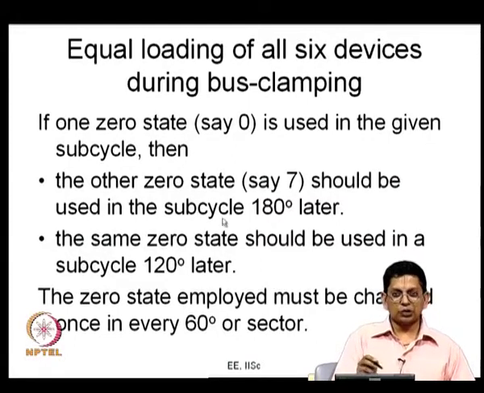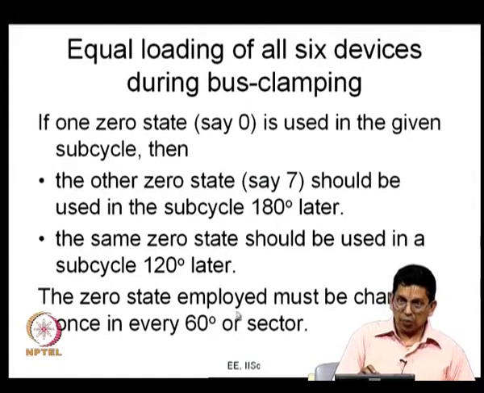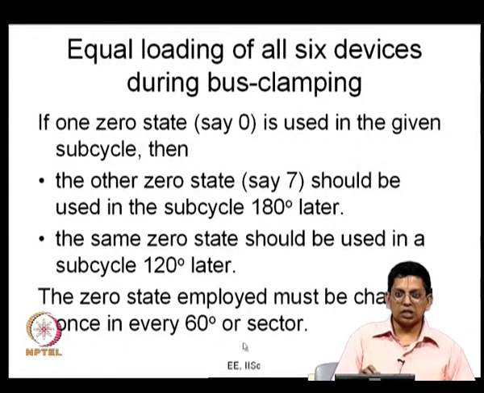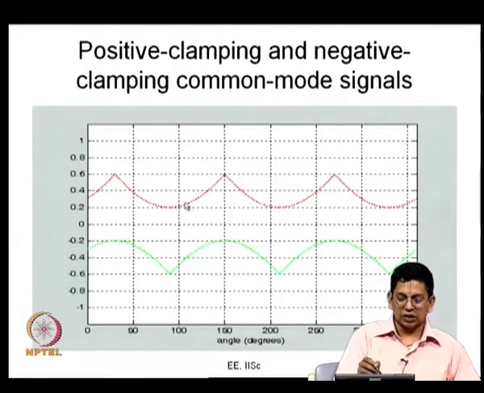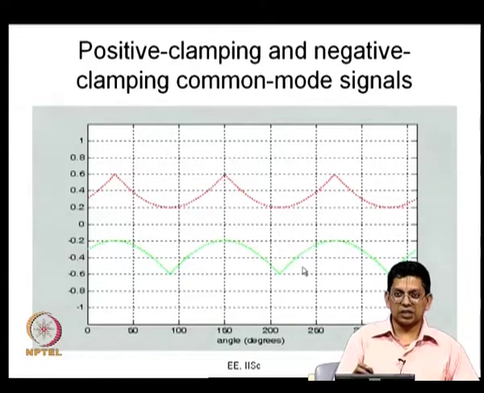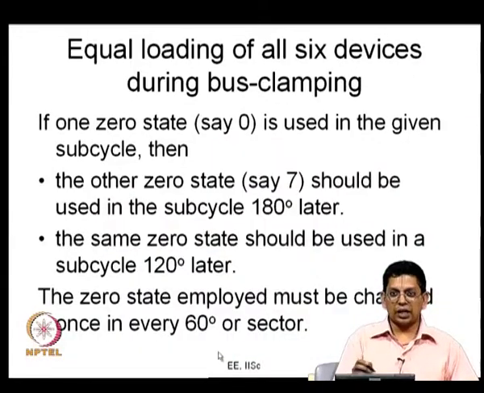So, you combine these two, what you will get is the 0 state employed must be changed once in every 60 degree R sector. That is the rule. Now, earlier we can say that you should follow this for 60 degree and follow this for 60 etc. Now, I am just trying to put that idea in terms of 0 state. The 0 state must be used once in every 60 degrees.